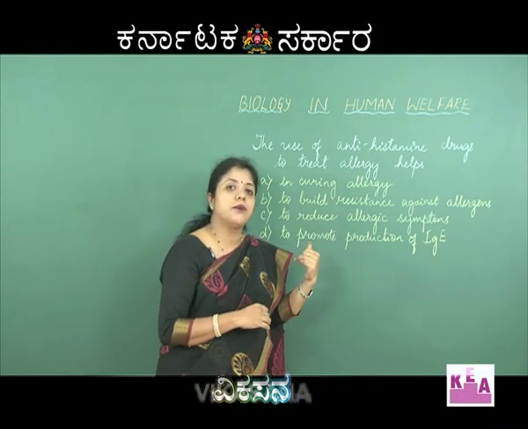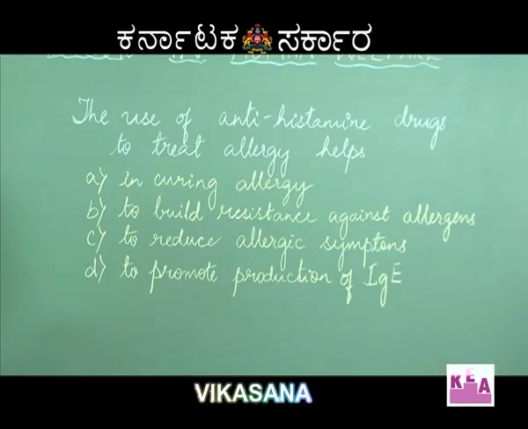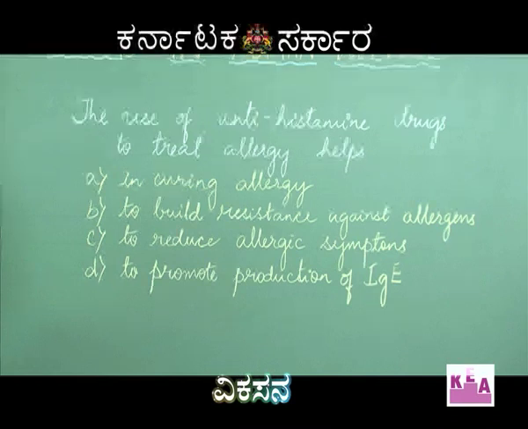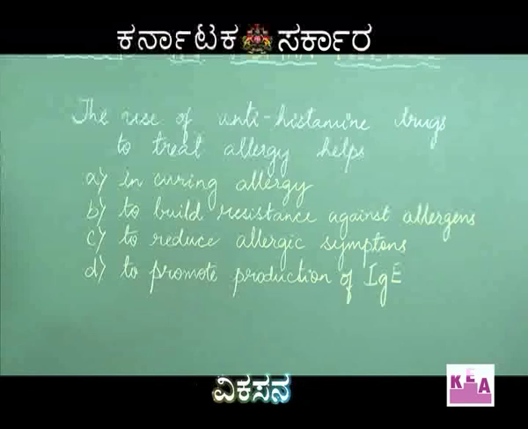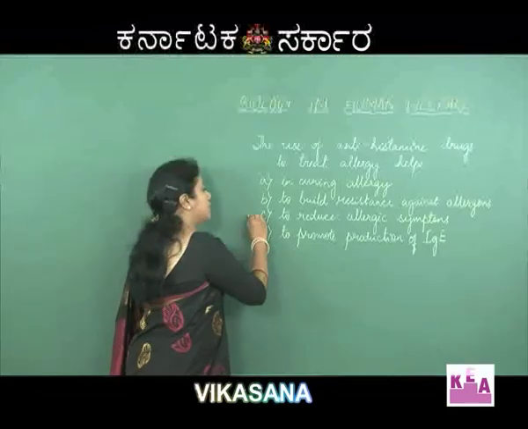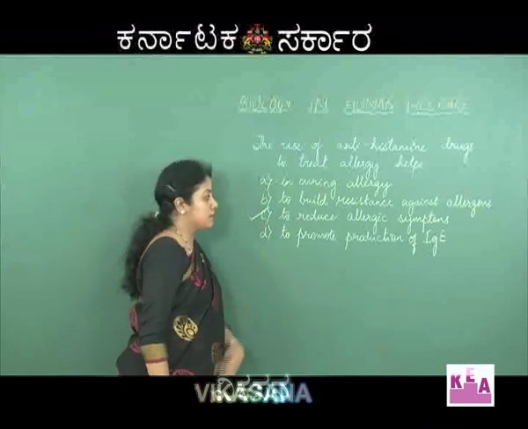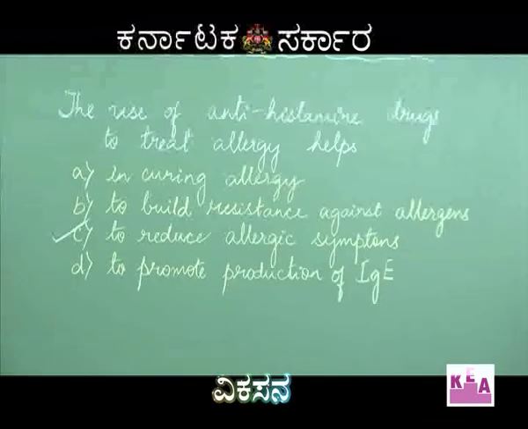So, when you look into the options, the main thing here is antihistamine drugs are given to treat allergy, mainly to reduce the allergic symptoms. When you look into the options, you will see that antihistamine drugs can't be used in curing allergy, it is not to build resistance against the allergens, or to promote production of IgE. It is mainly to reduce the allergic symptoms. So, the right answer will be option C in this particular case.